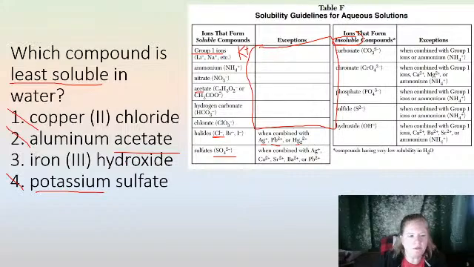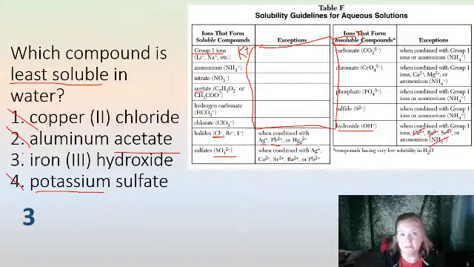So let's see why iron hydroxide would be insoluble. So here's hydroxide. It says exceptions when combined with group 1. Well, we just looked at group 1. That's not iron. It's not this. It's not this. It's not this or this. So yes, in fact, that one is the answer.